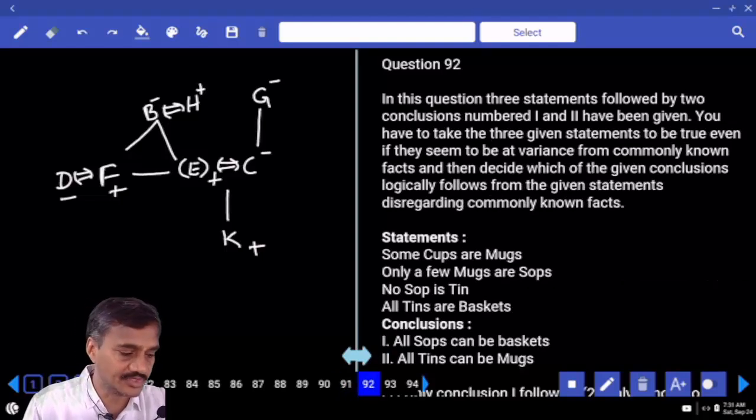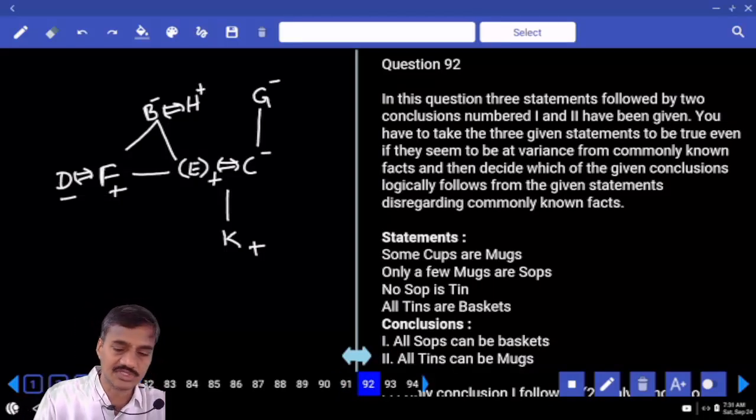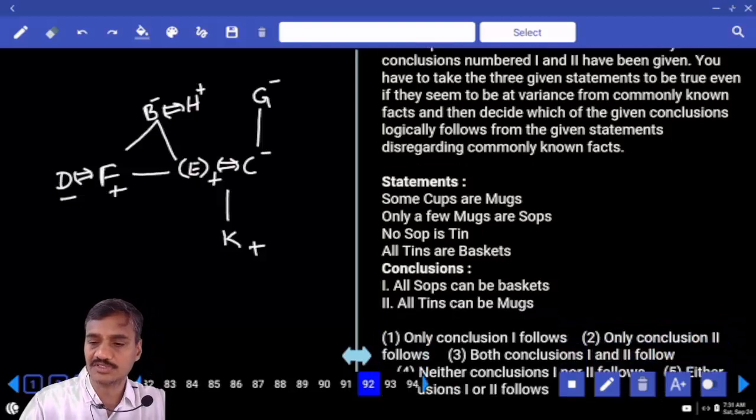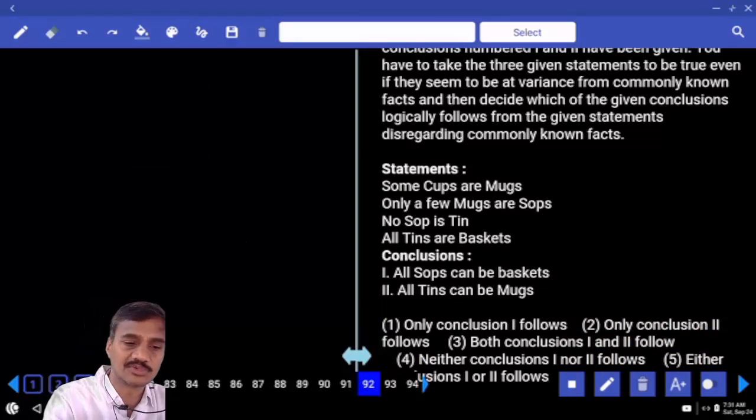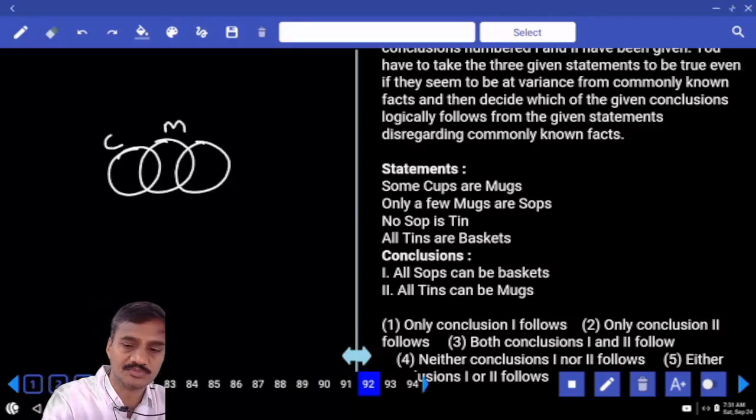Then from 92 onwards, they are based on syllogisms. Syllogisms, logically follows, means the first model. Some cups or mugs can be written like this. These are the cups, these are the mugs. Some cups are mugs, only mugs are soap. Only a few mugs are soap, but not all.